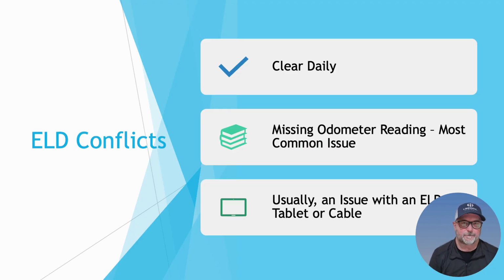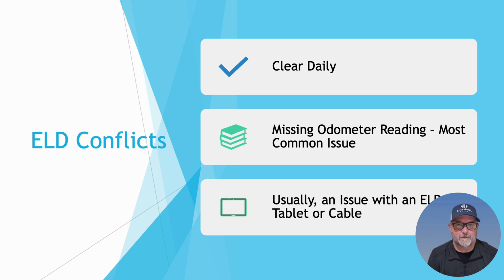ELD conflicts. So this is really just aggravating to the driver, because what happens to them is they get a pop-up, or they get a warning on their ELD that there's a conflict. Almost every conflict I've ever seen in an ELD device is because the cellular device doesn't have a good, accurate reading of the odometer. And usually the conflict will say missing odometer reading.